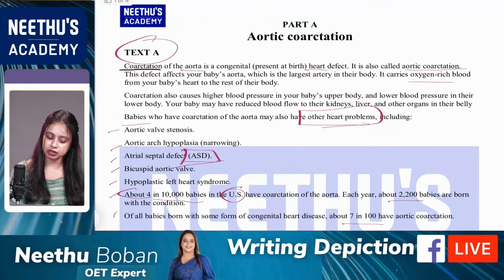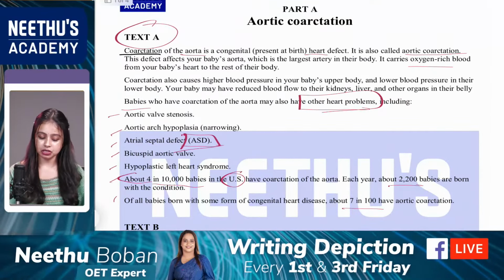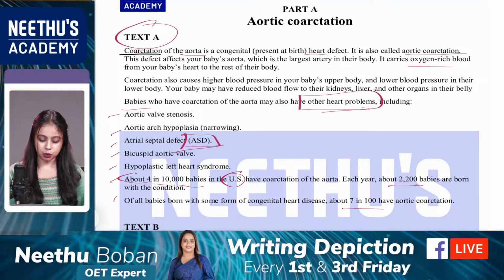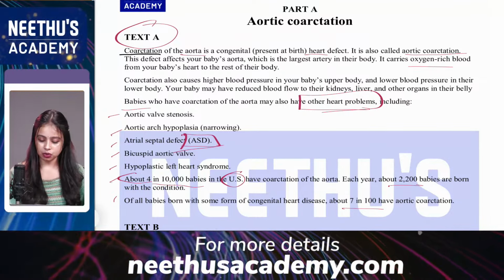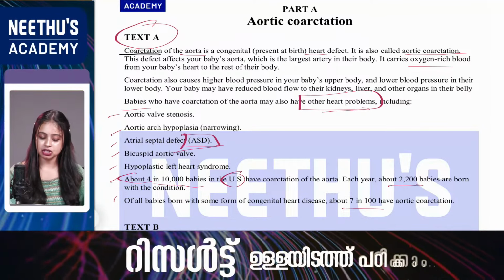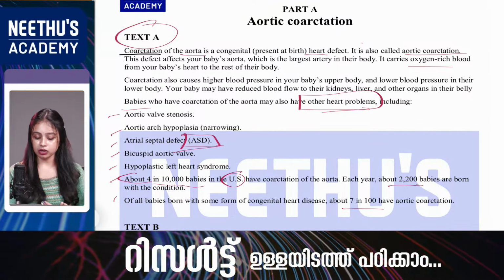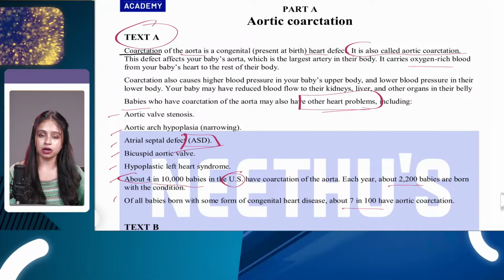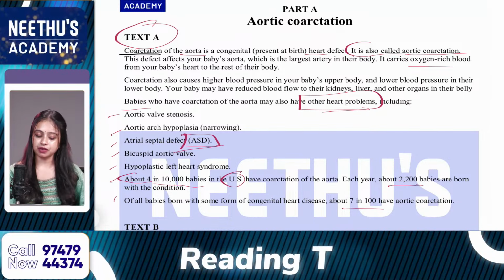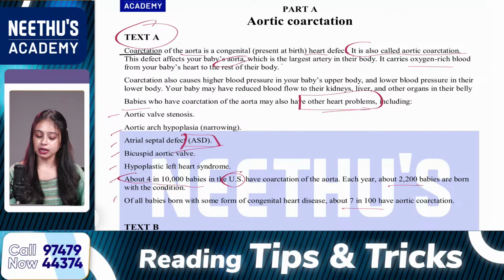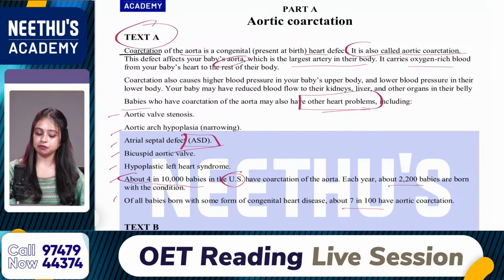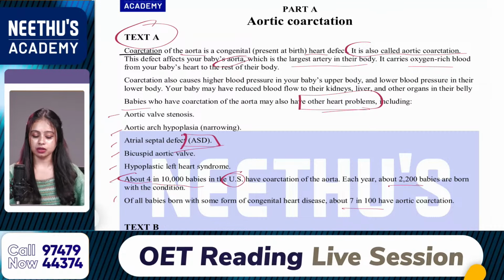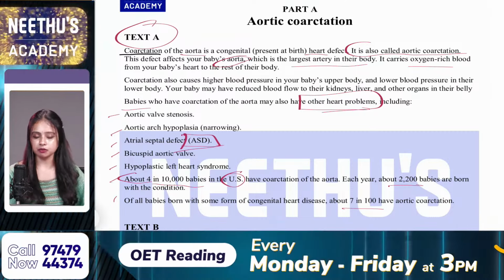And where is it mentioned in text A? Important functions. So, what are the important functions mentioned? They've mentioned here the function of the aorta. It is also called aortic coarctation. This defect affects your body's aorta, which is the largest artery in the body. It carries oxygen-rich blood from your baby's heart to the rest of their body. So that is all about the function of the aorta.